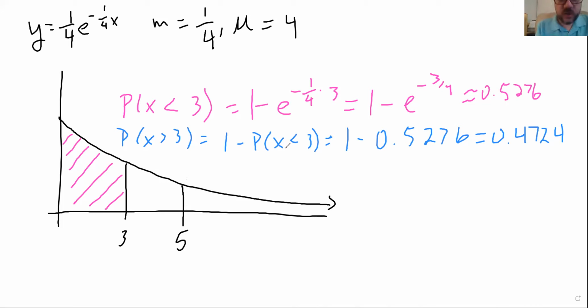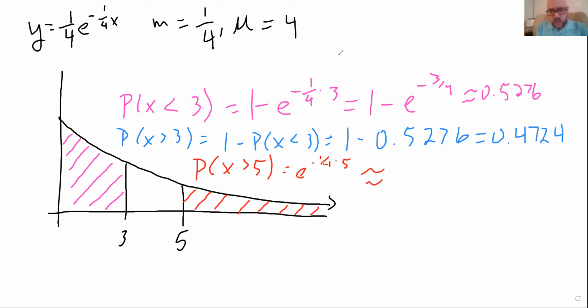So the probability that Juan's hard drive lasts at least 5 years, we'll make that one red, is going to be, using our formula again, so we've got k equals 5 here, so the probability that x is greater than 5 is e to the minus mk, so e to the minus 1/4 times 5. All right, so m is still 1/4, k is in this case 5, and we just jam that into the calculator, and we get e to the negative 5/4.